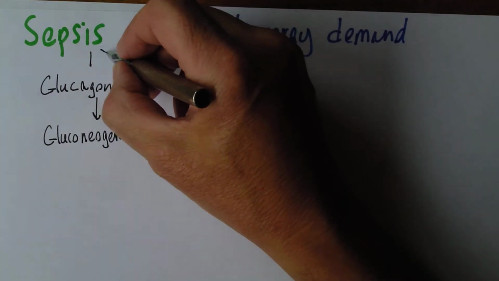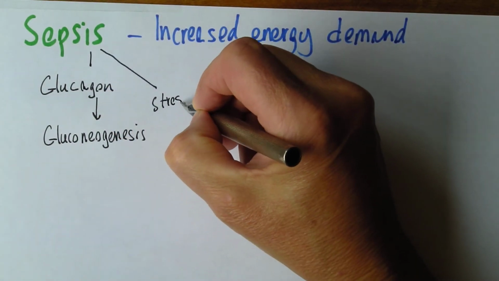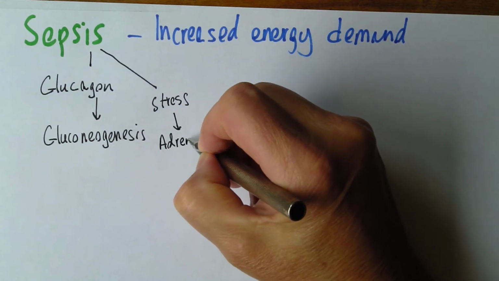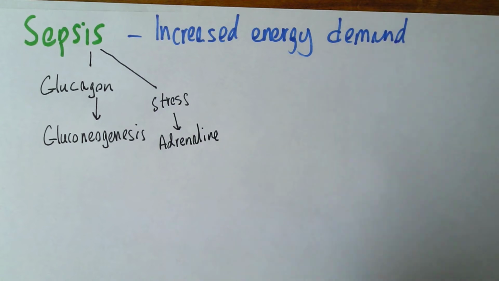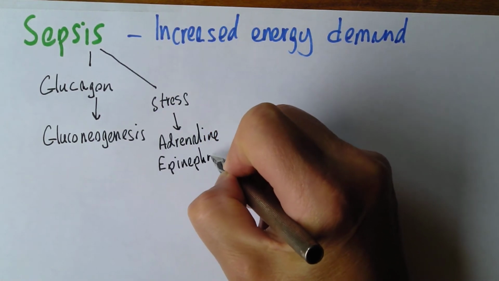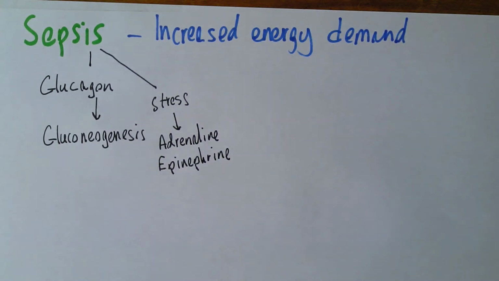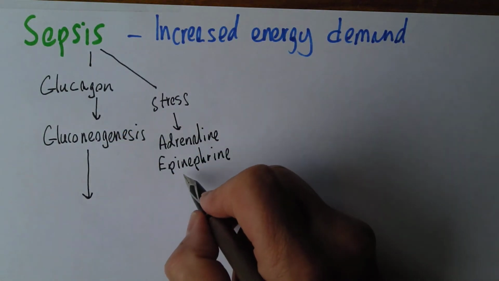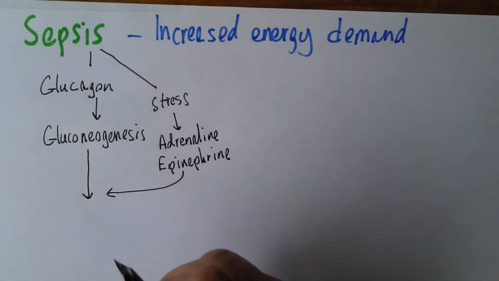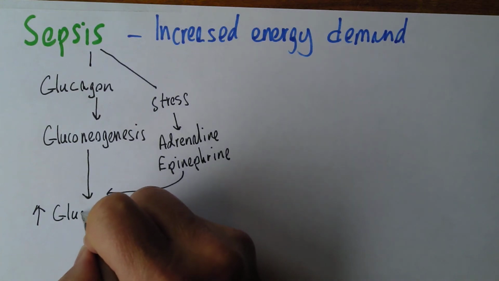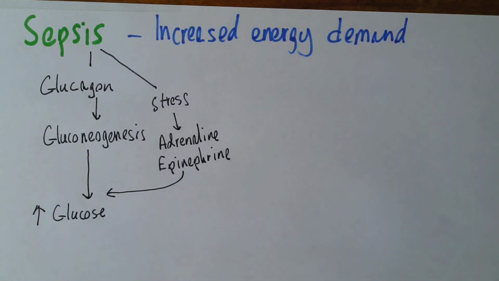And as well as that, in sepsis there's going to be stress. And one of the stress hormones is adrenaline, which of course is exactly the same thing as epinephrine. And I think you can probably see that both of these things, the gluconeogenesis is producing glucose, and adrenaline, epinephrine, also raises blood glucose levels. So we're going to get an increase in blood glucose levels.